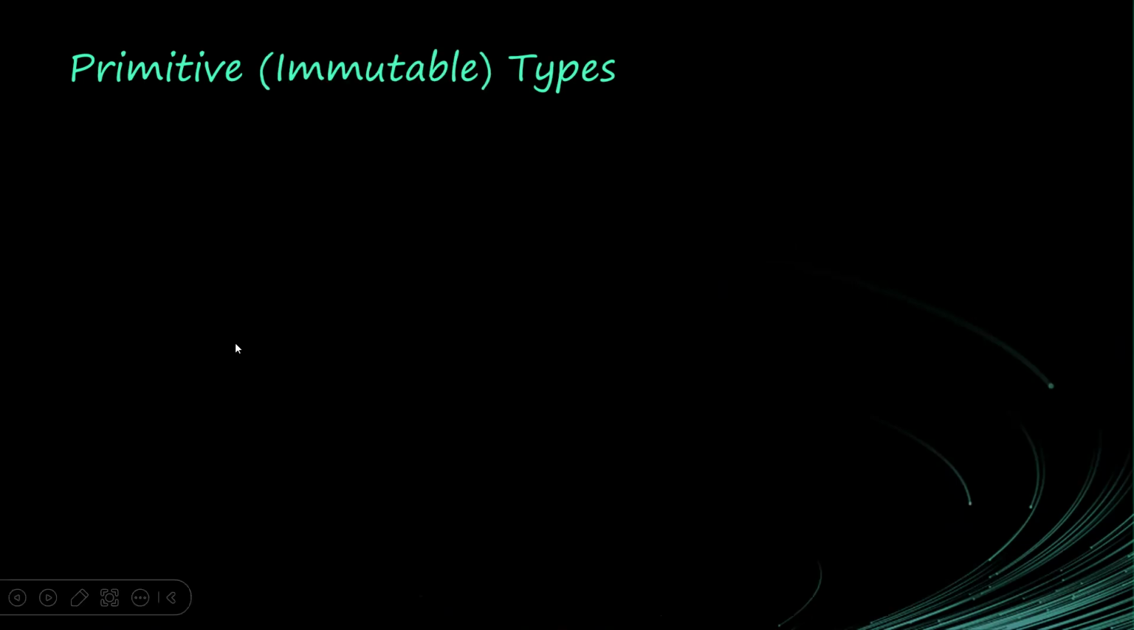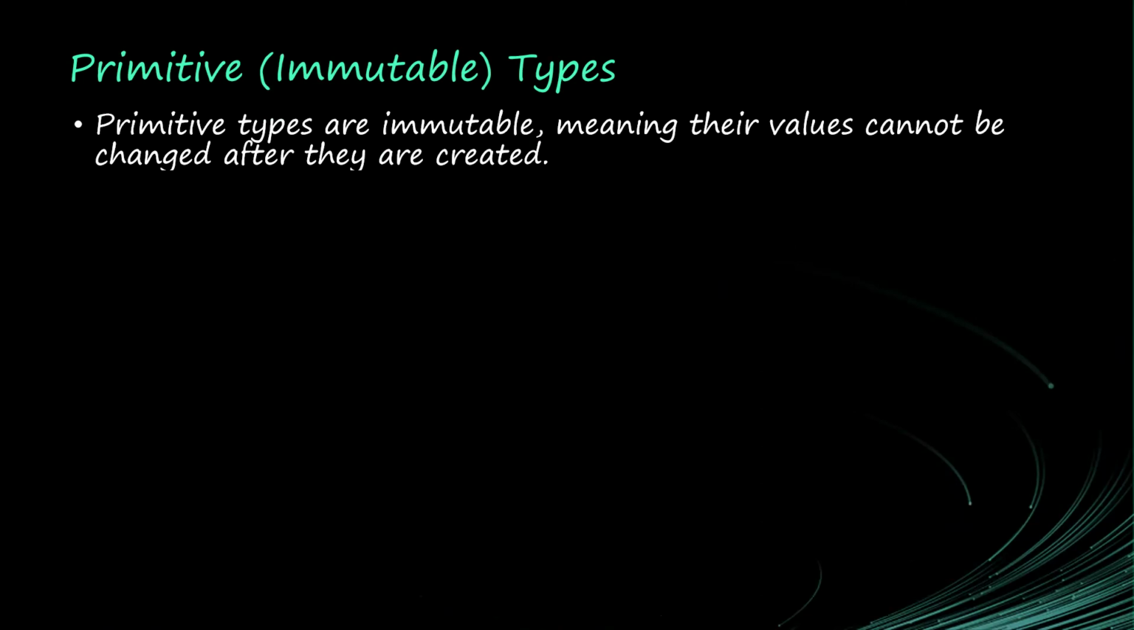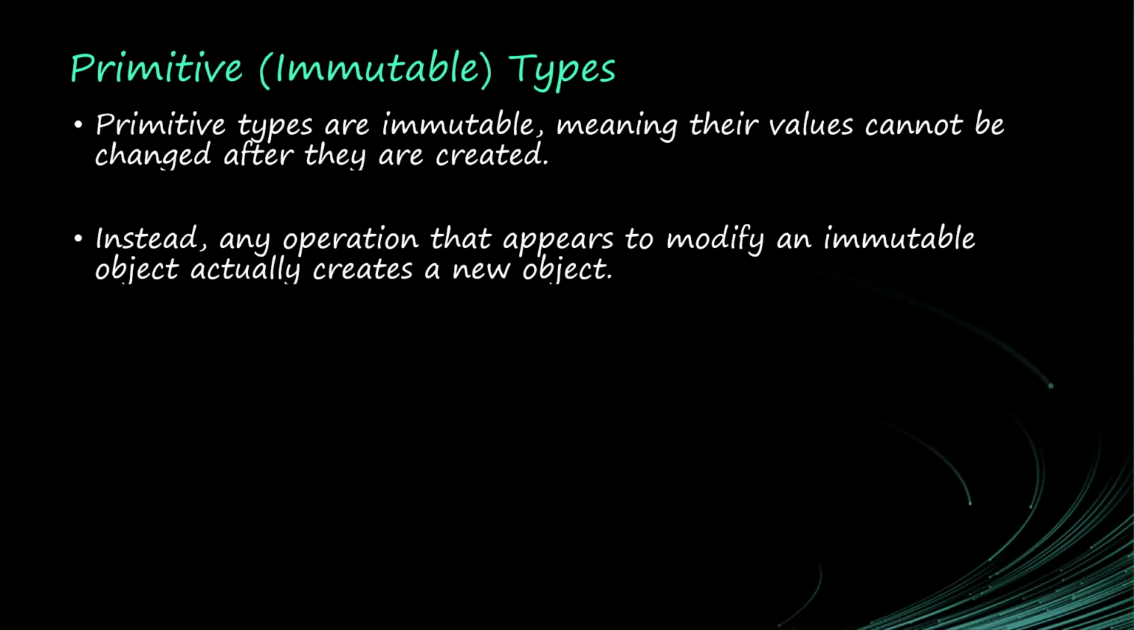So let's take a look at primitive types. They are immutable, meaning that their values cannot be changed after you have created them. Any operation that appears to modify an immutable object actually creates a new one. So when you create an immutable object, say you create age equals 30, once you have created it, you cannot modify it. It is immutable. You cannot change it.